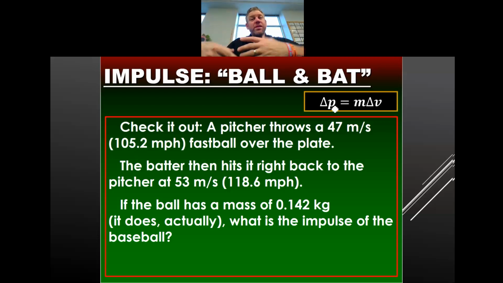It doesn't say how long this takes, which is good, because if this were experienced by a human body, honestly, folks, we would be done. It'd be bad. Think of it: you're driving 105 miles an hour this way, and in an instant, boom, you're going 120 that way. That's a huge amount of change in momentum for us.